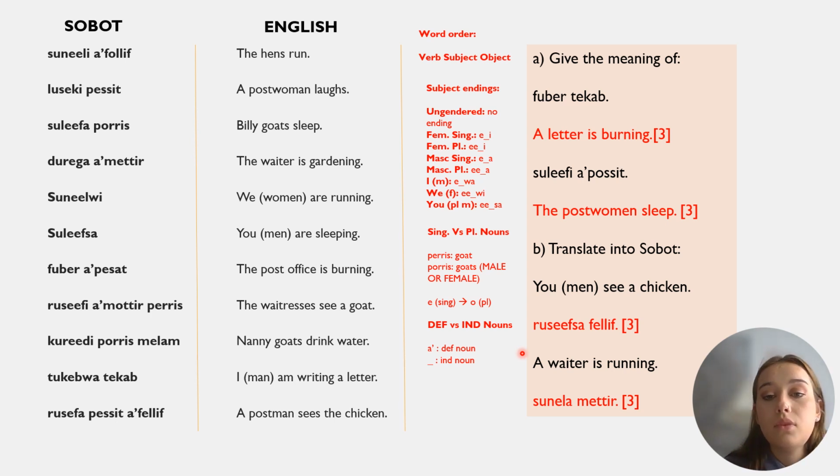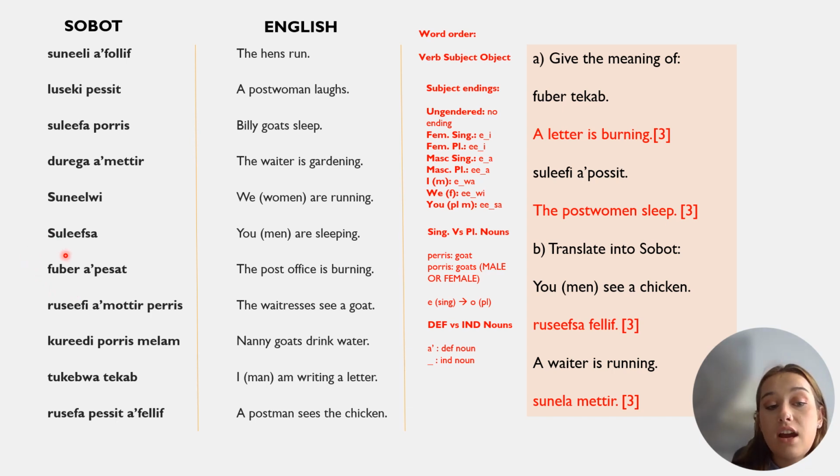Okay. So let's go through the answers together now. So the first question was give the English meaning of fuper tekab. So the answer is a letter is burning. So first of all, remember that the verb comes first. So we need to find out the verb for burning, and we found that in the post office is burning. So the verb is fuber.